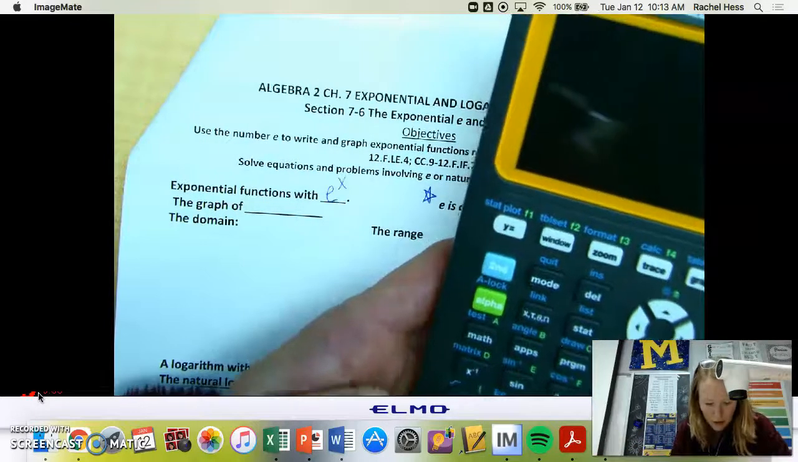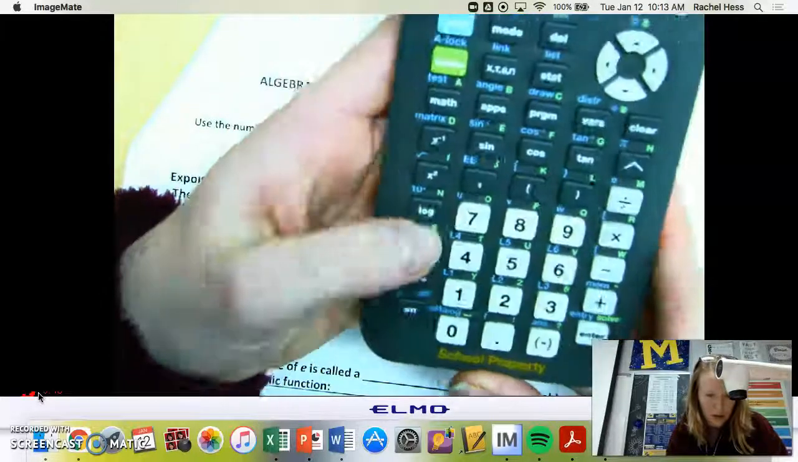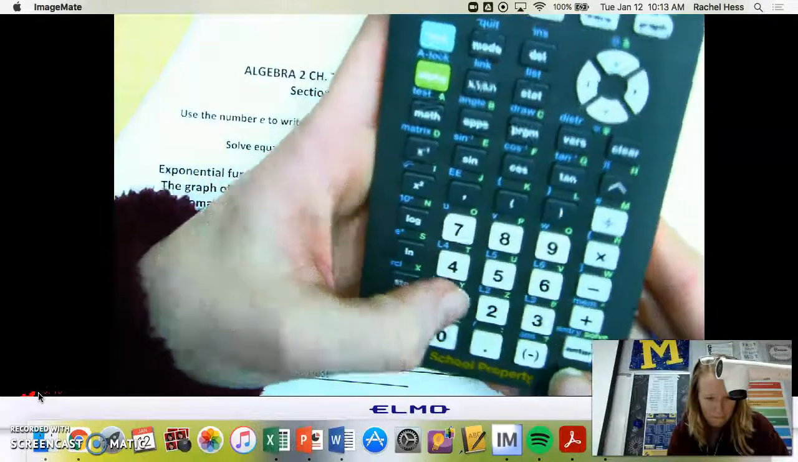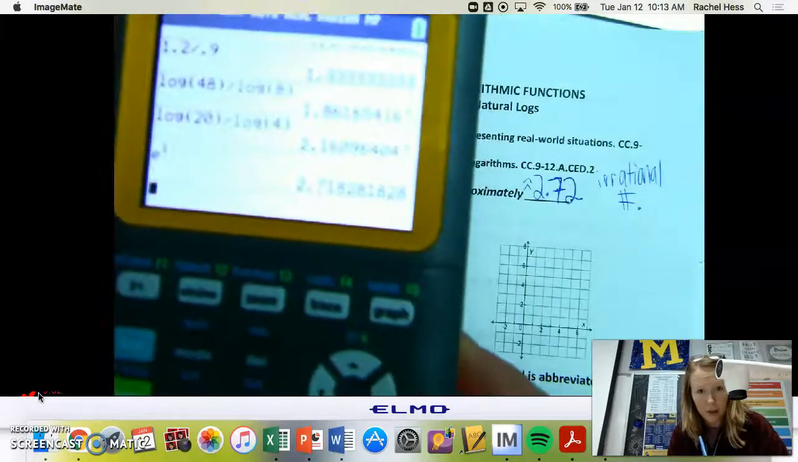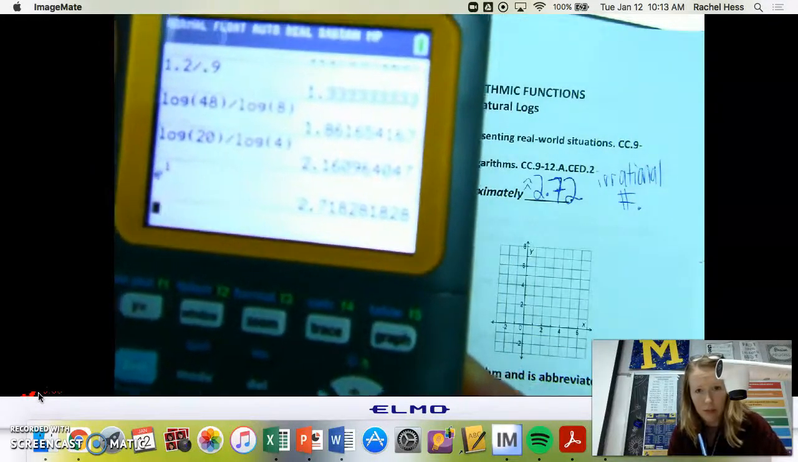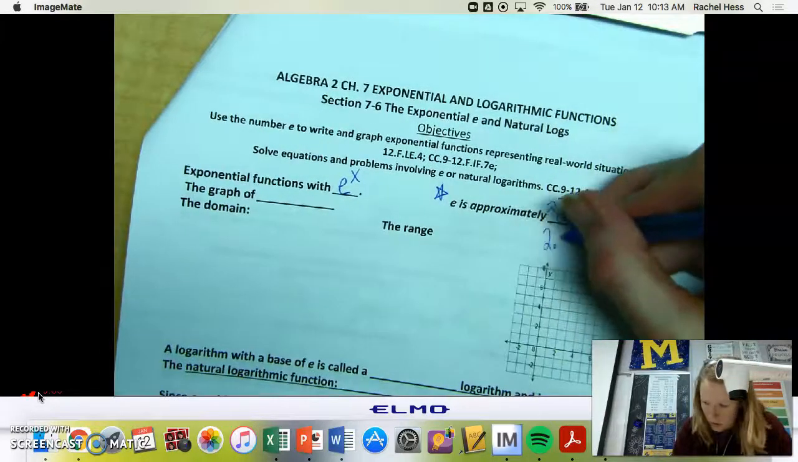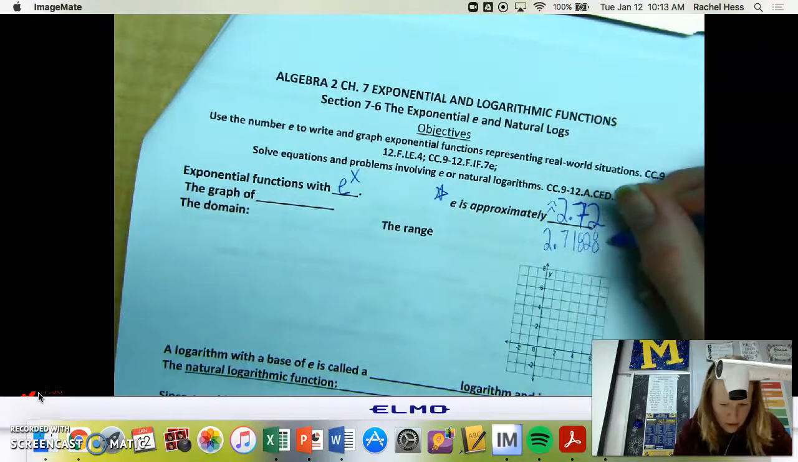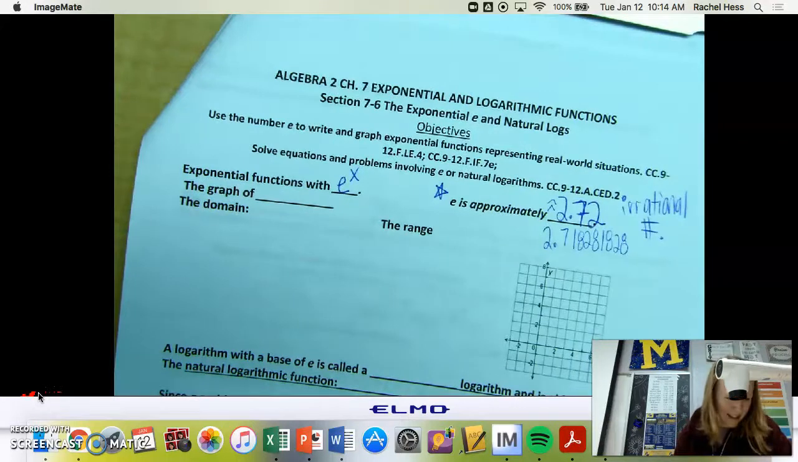If you actually look at your calculator above the ln, usually you'll see an e to the x. And you can see there's a decimal here. If I type in e to the first power, which is just e, it's 2.718 and so on. If you want to memorize those, feel free to do that. 2.71828 is a non-repeating decimal, so it is an irrational number.